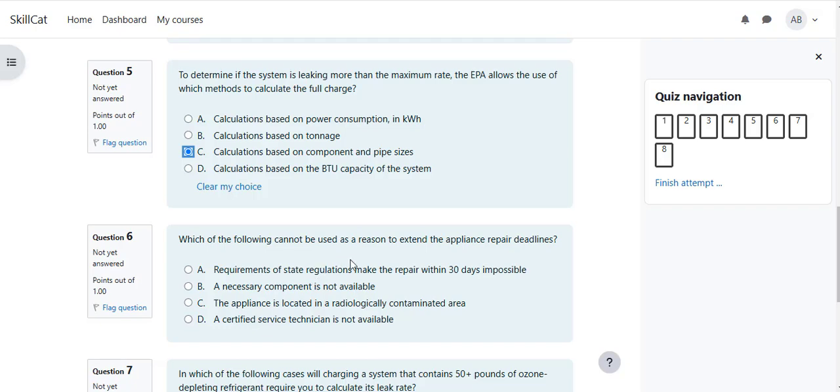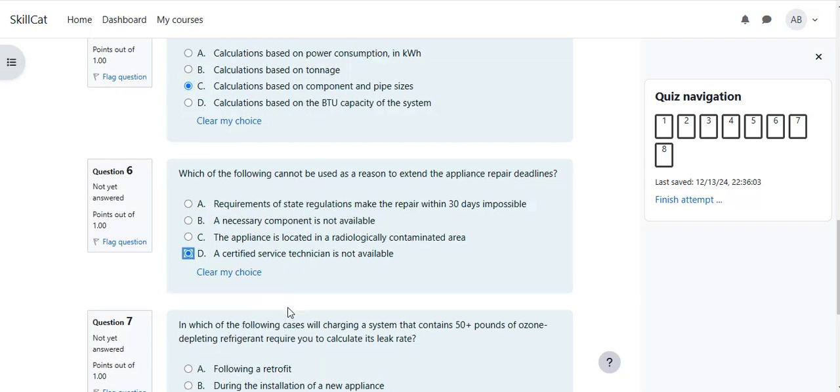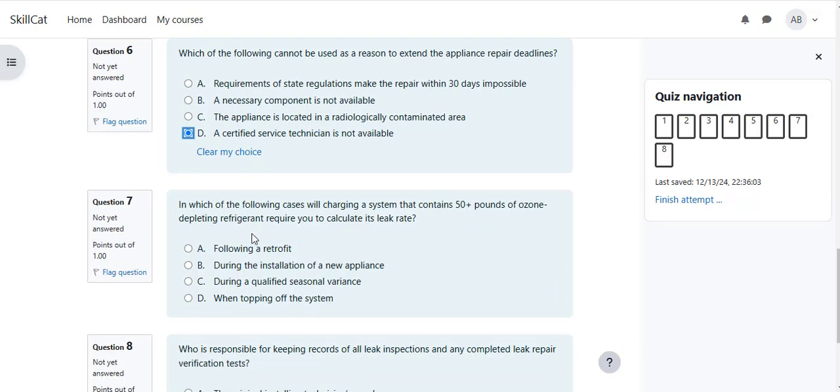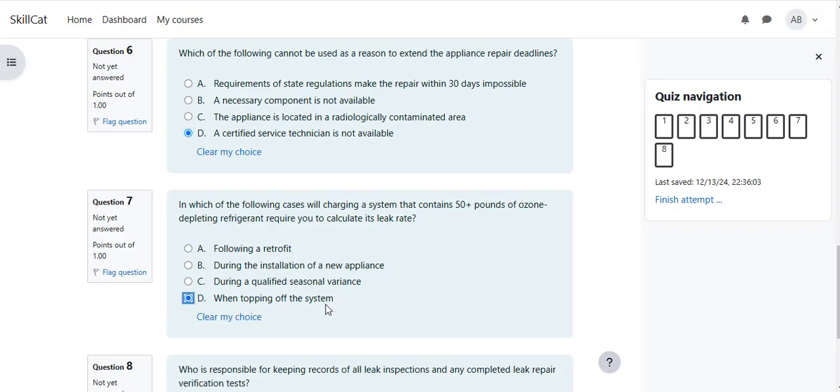Which of the following cannot be used as a reason to extend the appliance repair deadline? Certified service technician is not available. In which of the following cases will a system that contains 50 plus pounds of ozone-depleting refrigerant require you to calculate its leak rate? Following a retrofit, during installation of new appliances, during qualified seasonal work, or to burn off the system.